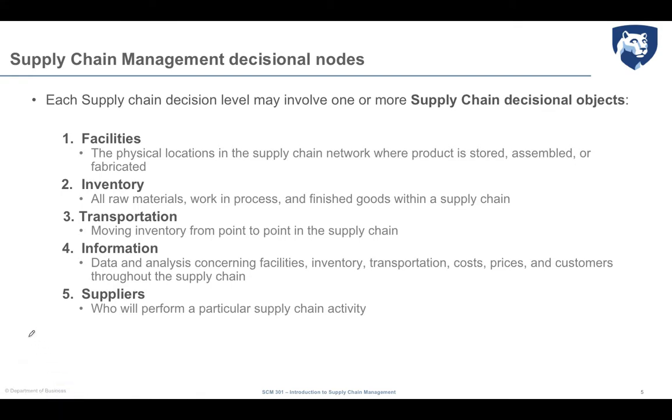We have then distinguished different supply chain decisional objects, which are all the decisional nodes to which each supply chain management decision can refer. In particular, we have distinguished between facilities, which are physical locations in the supply chain where manufacturing is executed; inventory, which is all the raw materials, components, semi-finished goods and finished goods that are stocked somewhere within a supply chain; transportation, which is everything that relates to moving stuff in the supply chain; and information, which is all the data and analysis that compose the information flows between the actors that compose the supply network.